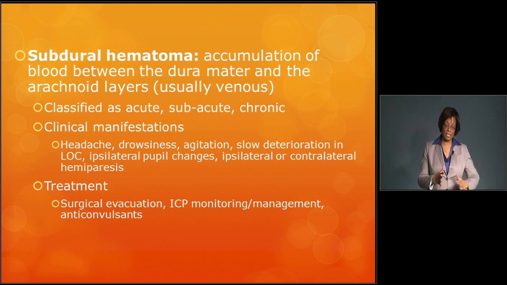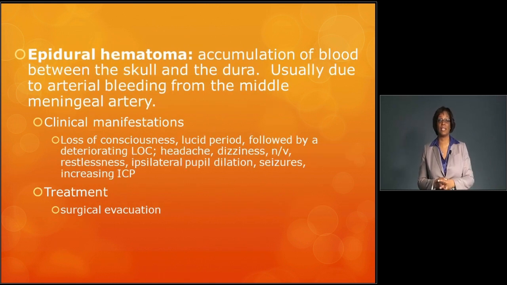There are various ranges, which would be acute, subacute, and chronic. And the clinical manifestations do include, again, headache, drowsiness, agitation, and more of a slow deterioration in their LOC. They can have pupil changes as well, and they can have hemiparesis. Surgical evacuation may be an option if it's a big bleed. ICP monitoring and management and prevention of increased ICP is going to be important, as well as preventing seizures. And again, preventing seizures also goes along with minimizing or preventing increased ICP.